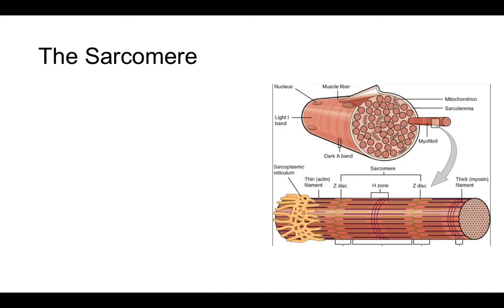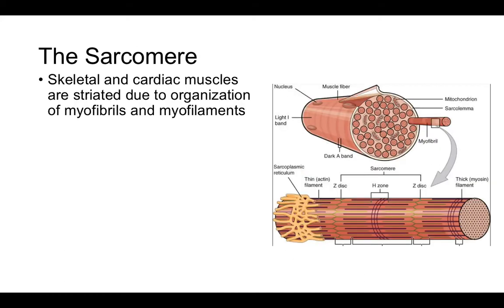The sarcomere is the functional unit of a muscle cell. Skeletal and cardiac muscles appear striated because of the myofibrils and myofilaments. A myofibril is the myofiber, another name for each individual cell. Myofilaments are the small proteins in the muscle that actually cause the contraction. In this case, it's actin and myosin.